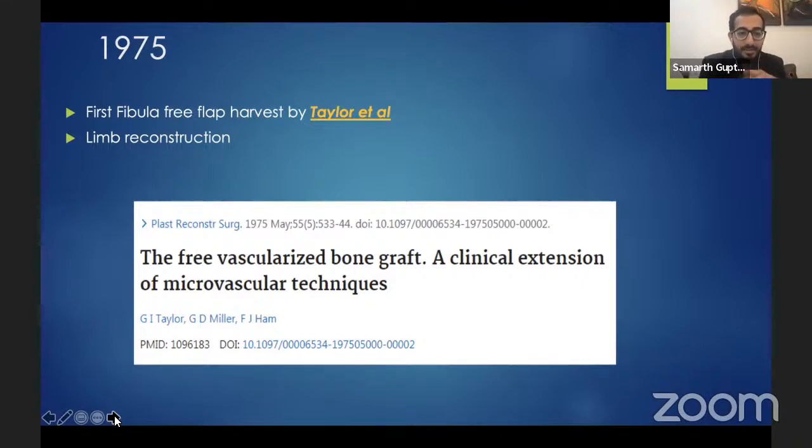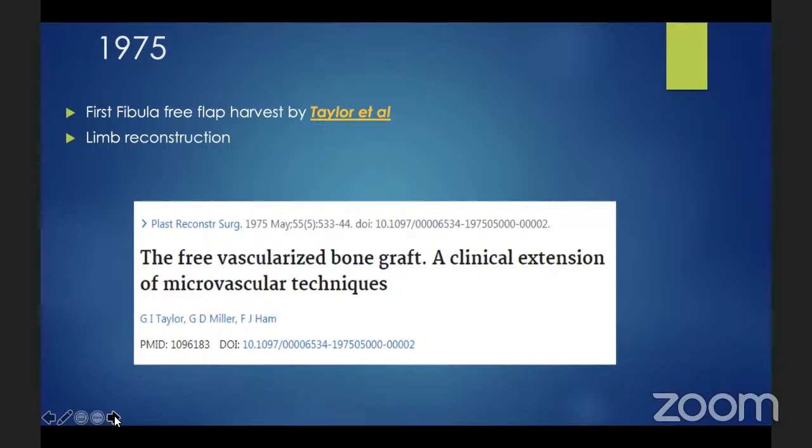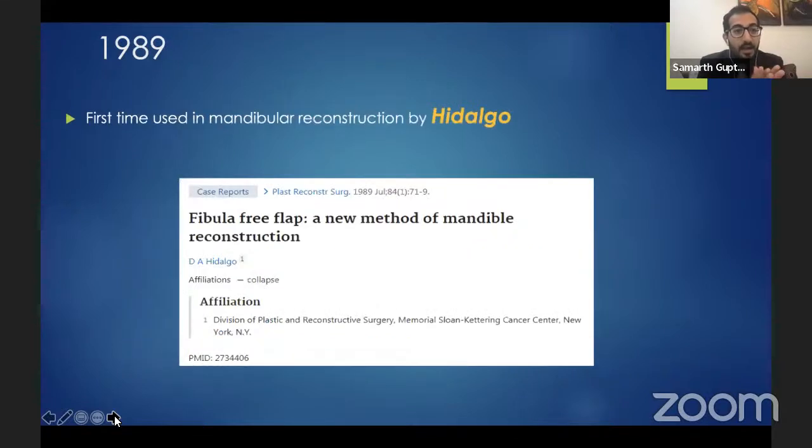He described this flap for limb reconstruction, for long bone defects like tibia defects, patients in whom the tibia is absent or damaged due to trauma, cancer or sarcomas, and you reconstruct it using the fibula. The fibula bone then acts as a weight-bearing bone in that leg. But for mandibular defects, Hidalgo was the first to use the fibula, and today the free fibula flap is the gold standard for mandibular reconstruction.